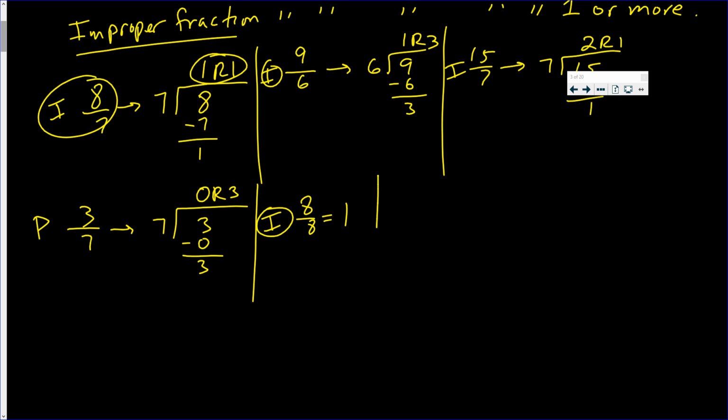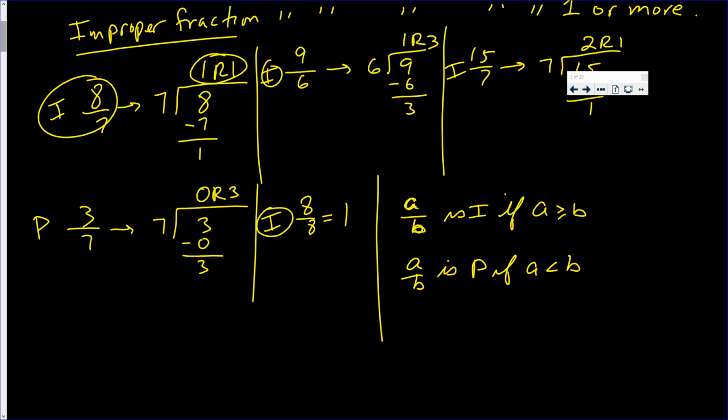Now, here's the strategy that you can use. If you have a over b, it is improper if the top number is at least as big as the bottom. If it equals the bottom, if a and b are the same, then you get 1. If the top is even bigger than b, you get more than 1. Well, if you're 1 or more, you're improper. And a over b is proper if a is less than b.